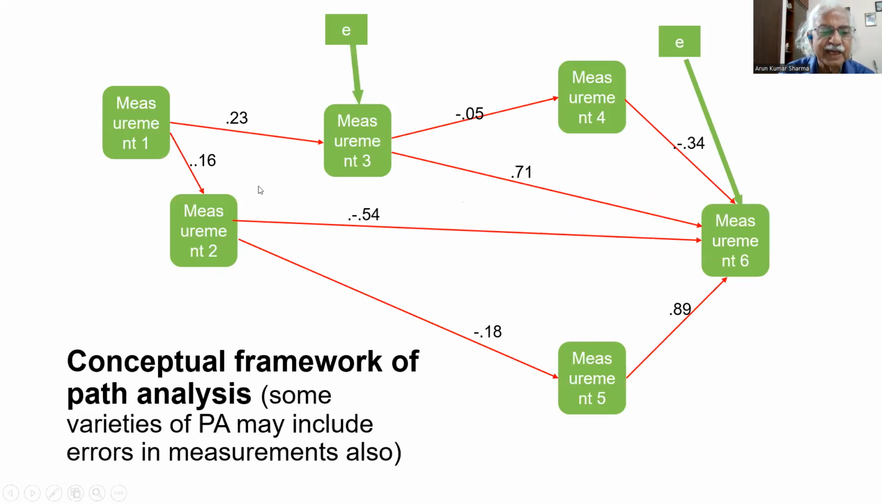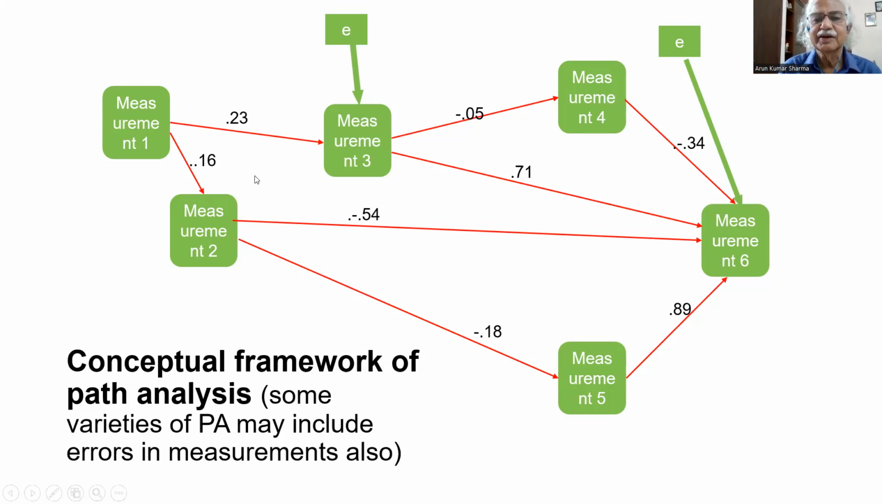This is the conceptual diagram of path analysis. Here there is measurement 6, which is something in which we are interested. This is the focus of the study, and this is explained in terms of other measurements or other variables, measurement 1, 2, 3, 4, and 5. Relationships are recursive. You move from left to right, but there are correlations between different explanatory variables.